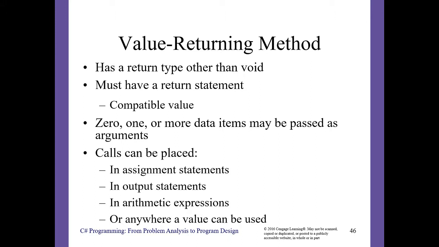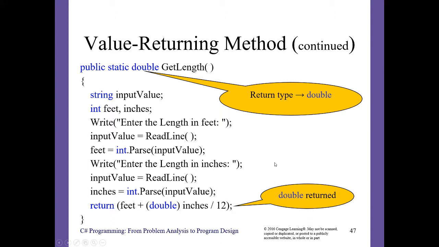Now, we can also write a method that returns a value, and that's going to have a return type that's not void. The return statement has to be compatible with data being returned. Now, in this type of method, again, we can have no arguments or parameters or 1 or 2 or however many we want. And we can place calls to this kind of method in assignment statements, in output statements, in math expressions, or any place that we could use a value in C#, because we're going to get a value returned from this method.